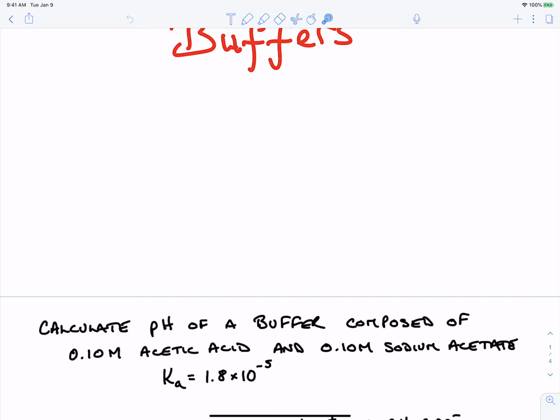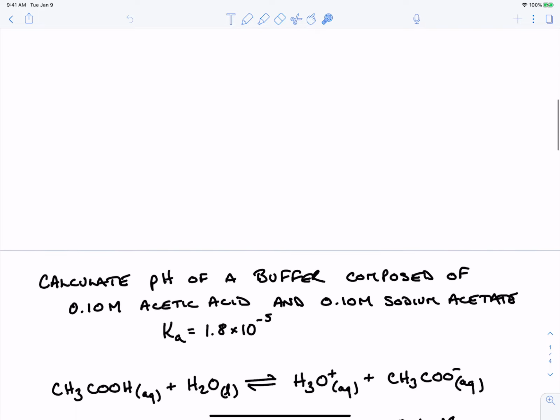When you look at this type of question, the first thing you want to do is make sure you know what the equation is. Here, acetic acid reacts with water in an equilibrium reaction. We produce hydronium ion because this is an acid. Then we have acetate, which differs by one hydrogen, or one proton, relative to acetic acid, and so this is the conjugate base.